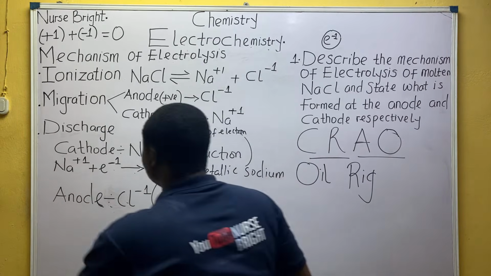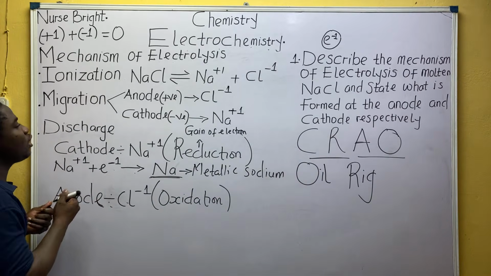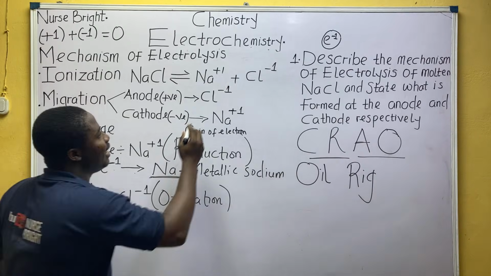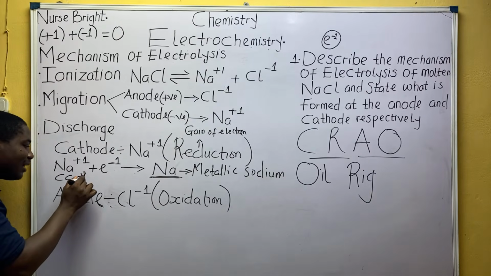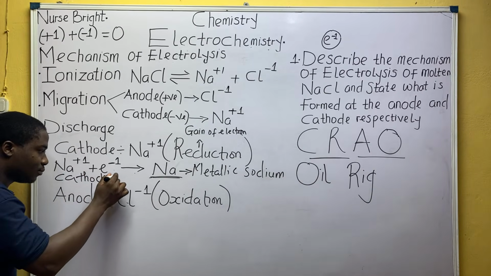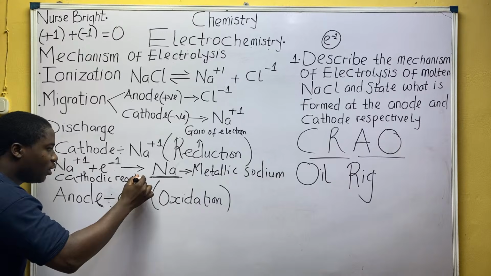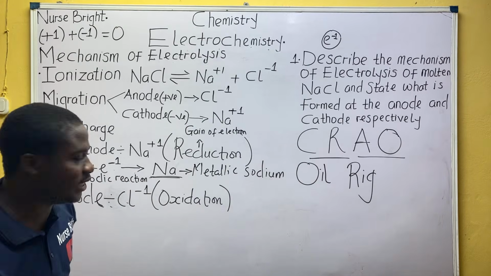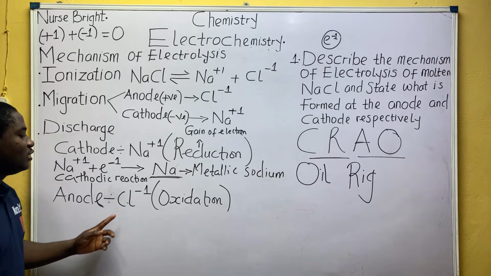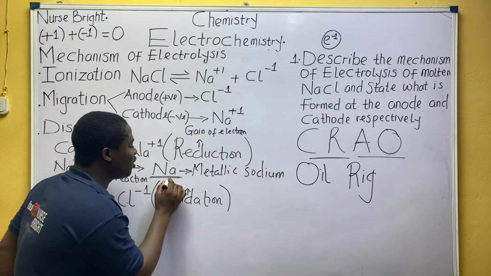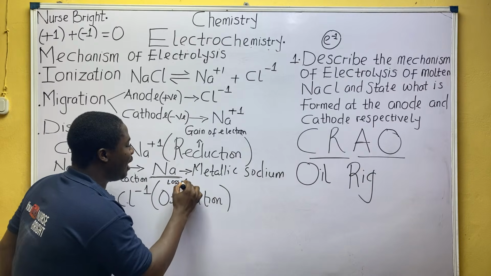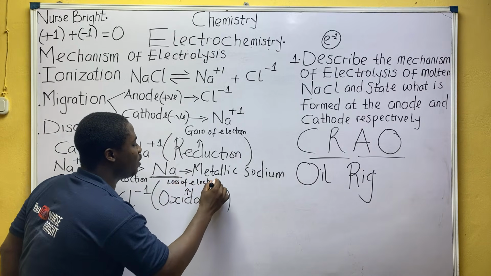So this reaction here, they call it cathodic reaction. What is it called? A cathodic reaction, because the reaction occurred in the cathode. Let's work on this, very easy. This chloride is undergoing oxidation. And what is oxidation? Oxidation is simply loss of electron. Electron is lost. And class, listen and listen well.